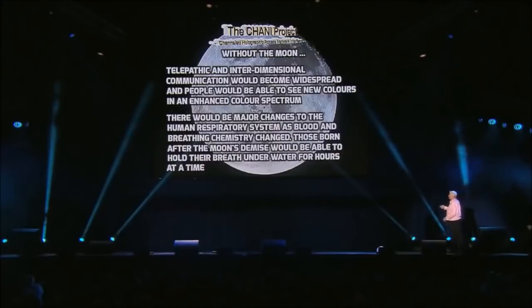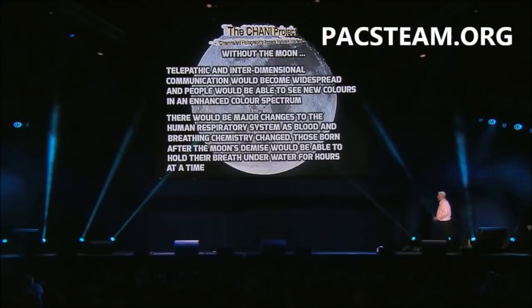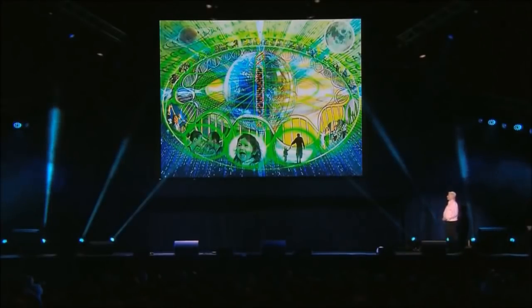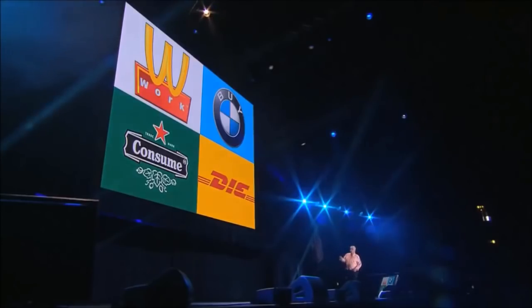There would be major changes. This is really left field, this one. There would be major changes to the human respiratory system as blood and breathing chemistry changed. Those born after the moon's demise would be able to hold their breath underwater for hours at a time. The Saturn-Moon matrix. That's the reality we think is the world, the one that is locking us in to this round and round and round society. Go to work, buy, consume, die. Work, buy, consume, die. That's the matrix that's playing us.